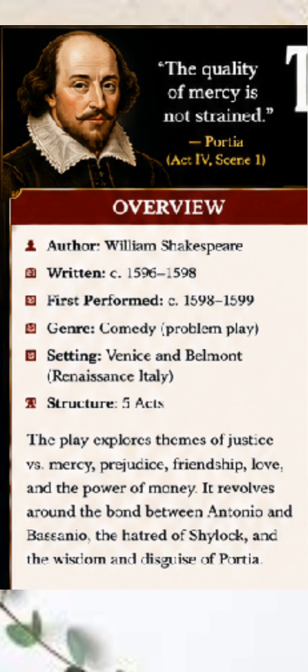The play explores themes of justice versus mercy, prejudice, friendship, love, and the power of money. It revolves around the bond between Antonio and Bassanio, the hatred of Shylock, and the wisdom and disguise of Portia.